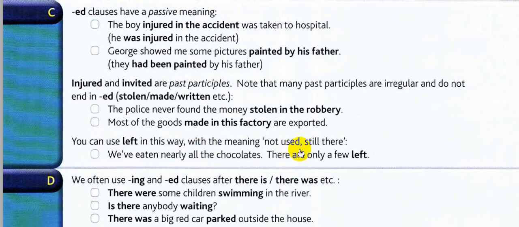You can use left in this way with the meaning not used still there. We've eaten nearly all the chocolates. There are only a few left. كمان مرة هانا فكري ايش المحذوف هان وخبريني. شغلوا عقلكم شوية.